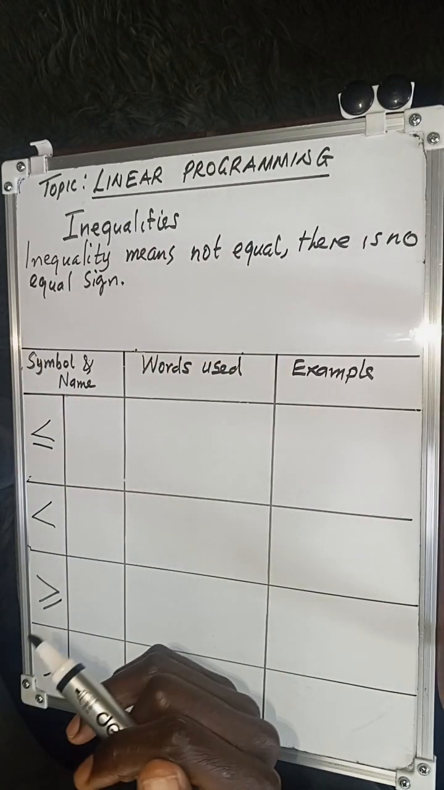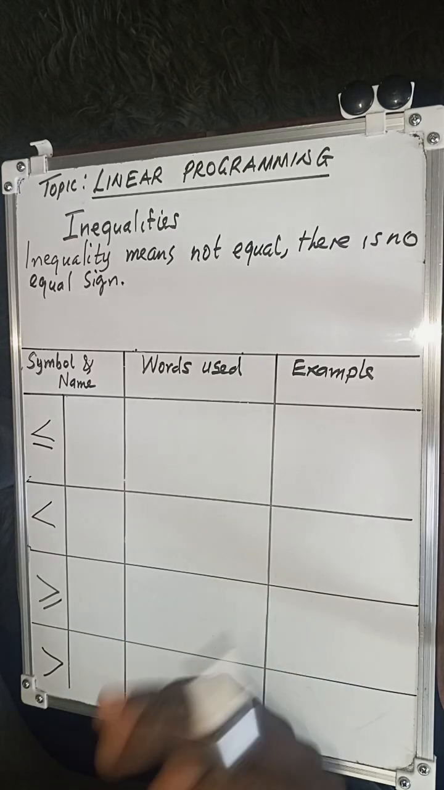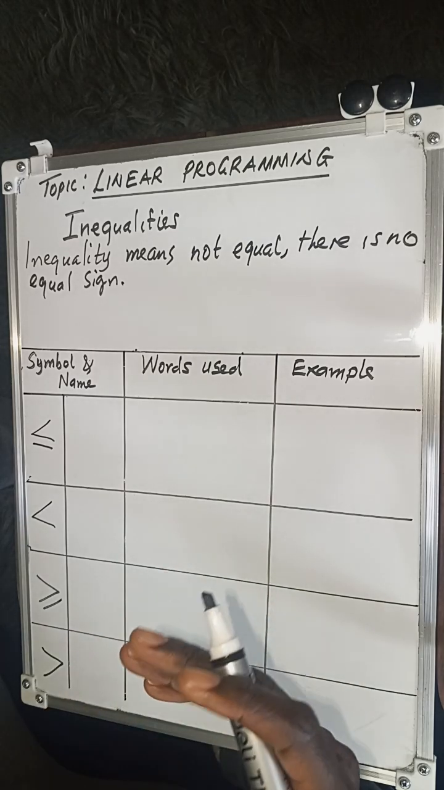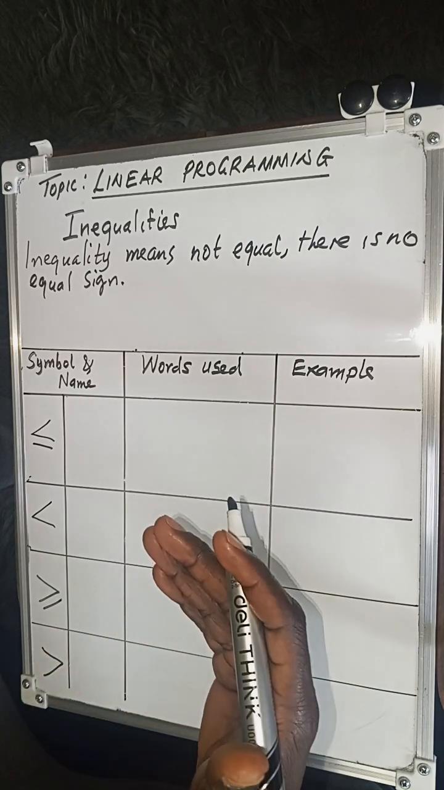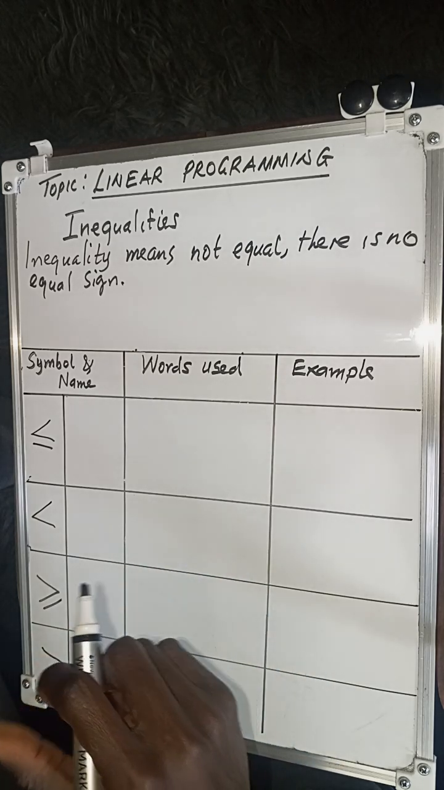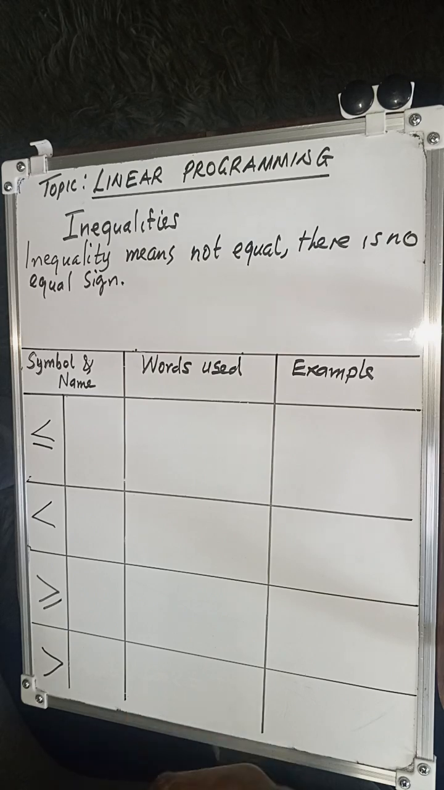So linear programming is very important in mathematics because it can help you to establish the minimum or maximum profit from selling certain items. So therefore we can use linear programming to do that.